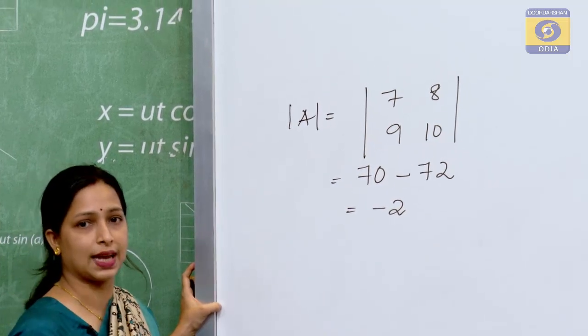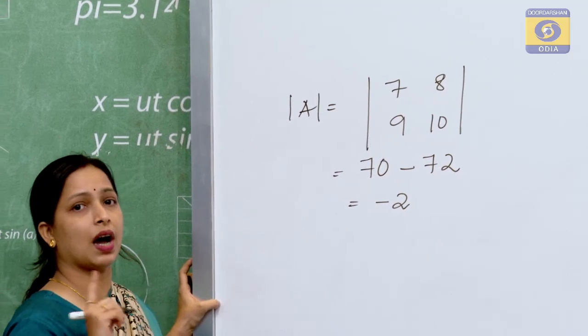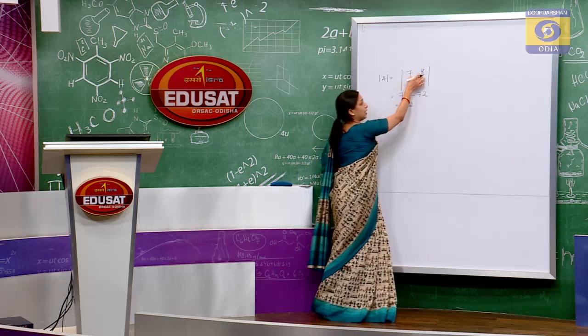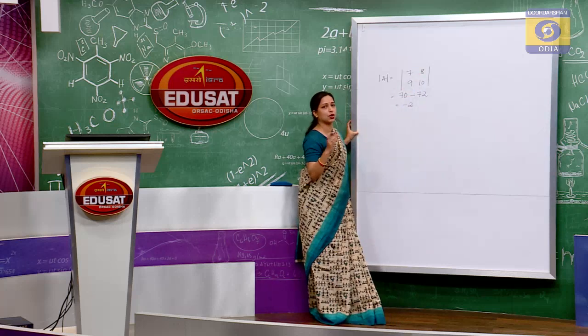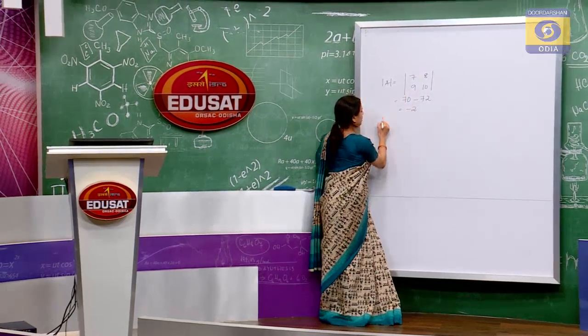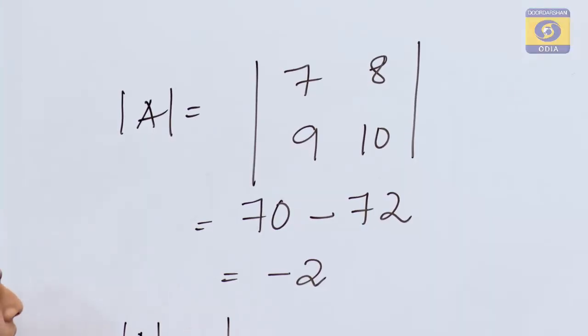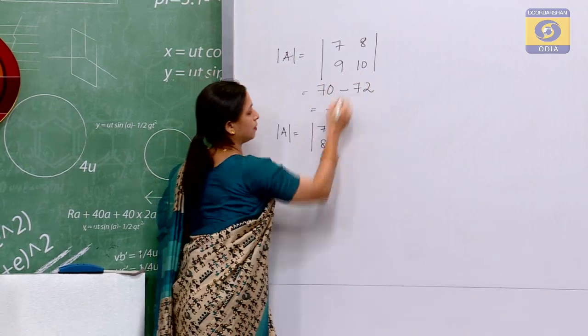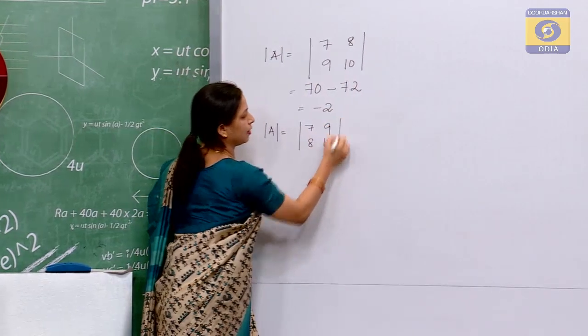Now, the property says that the value will remain unchanged. That means the same value will be there even if we interchange the rows into columns or the columns into rows. So, let me change the rows into columns. Let us say if I put 7, 8 in the column, again 9, 10 here.